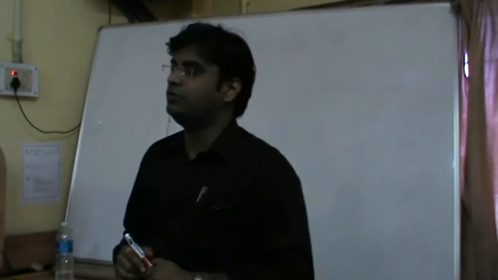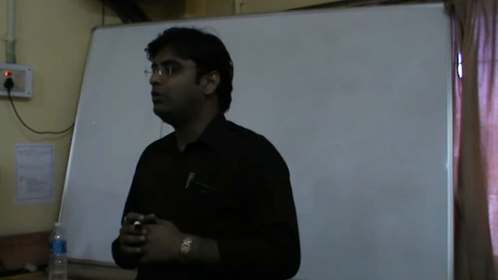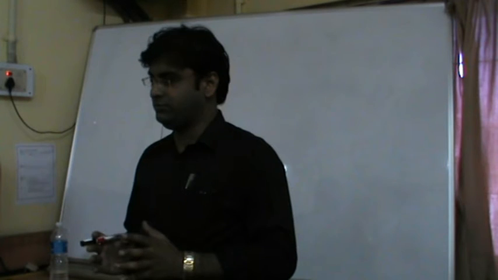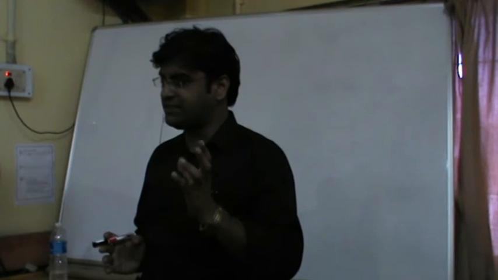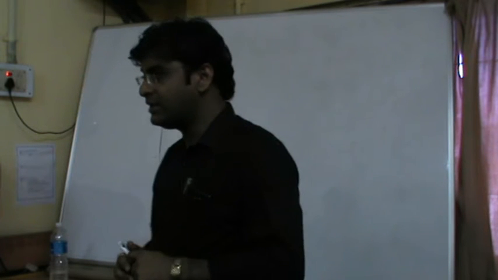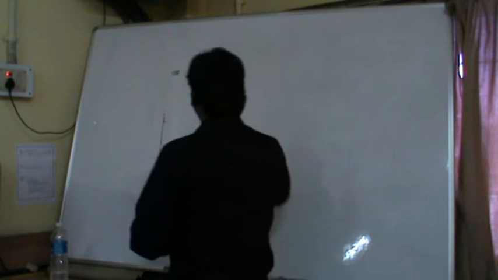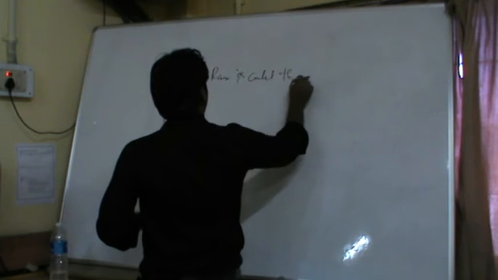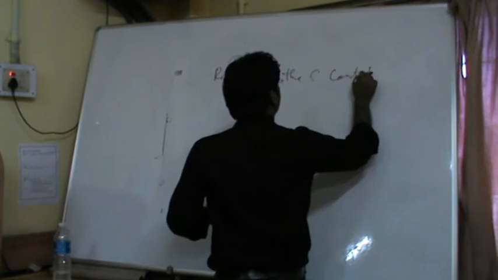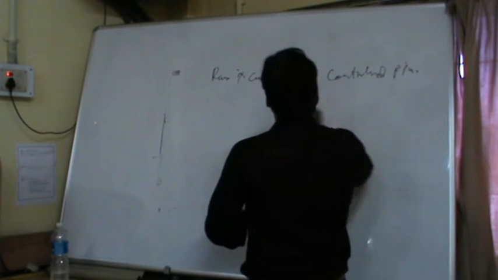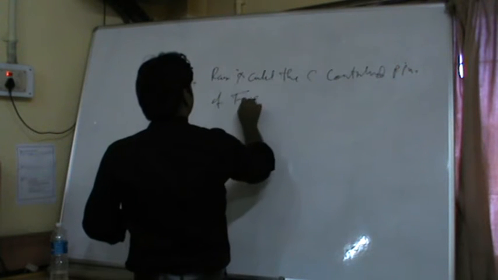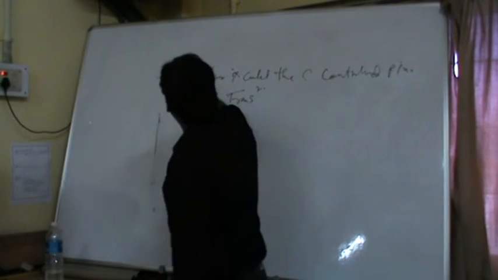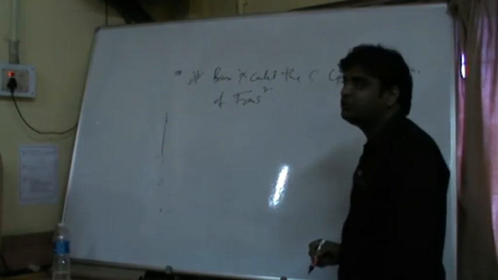One statement we already have, I am going to discuss by introducing this particular statement: it is possible to represent any type of complicated transistor circuit. The statement is: the base is called the current control pin of the transistor. This is very important.